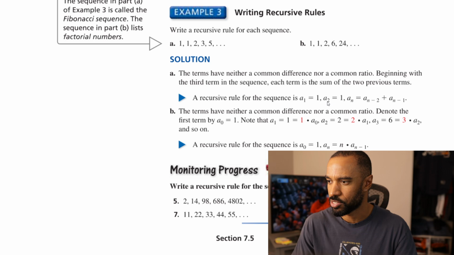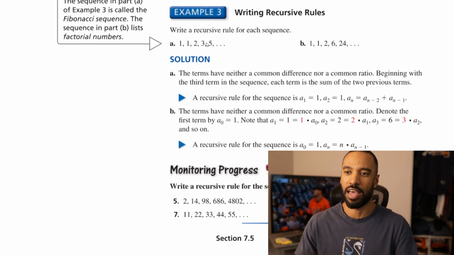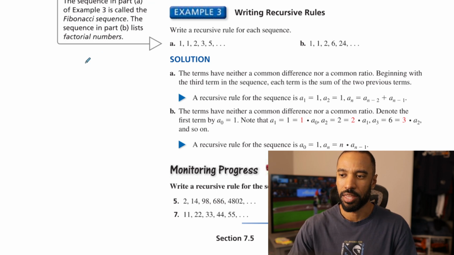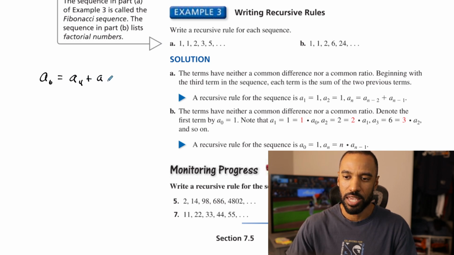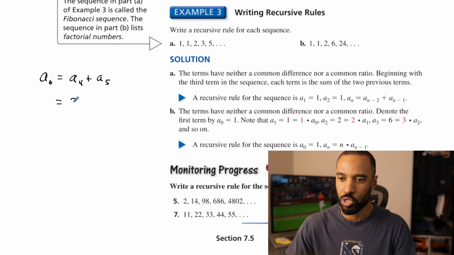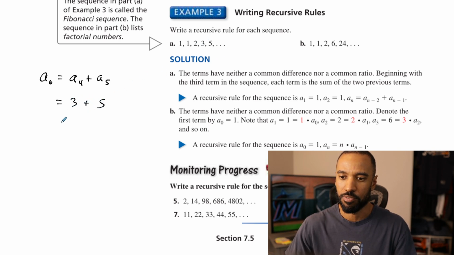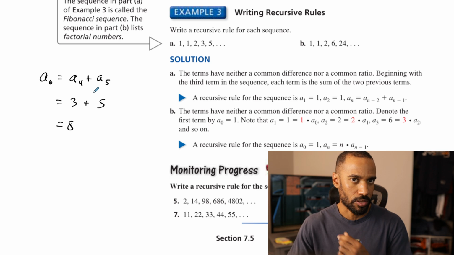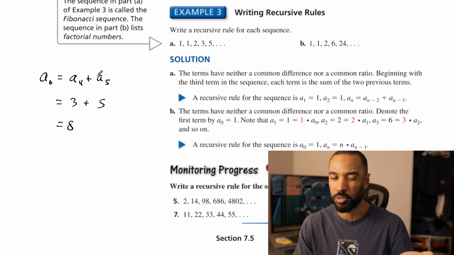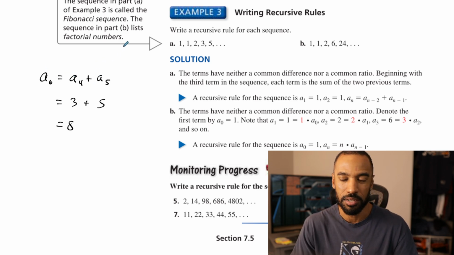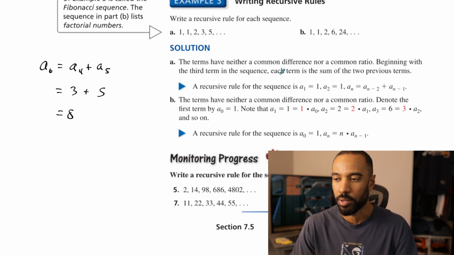Let's see if they show a test. They do. Oh, that's part B. So a test of that, for example, we can tell that 1, 2, 3, 4, 5, A sub 6 would be A sub 4 plus A sub 5. Now we know that A sub 4, the value of the 4th term, is 3, plus the value of the 5th term, which is 5, which is 8. Right? So that's how you use that formula to write the thing out. We can do it in our own set, but that's how we show it.